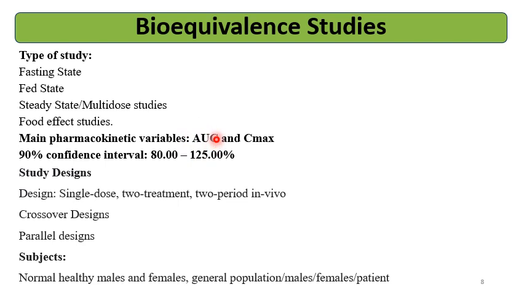AUC is the extent of absorption and Cmax is the rate of absorption. The 90% confidence interval is 80 to 125%. Study designs include single dose, two treatment, two period in vivo studies. That may be a crossover design or a parallel design. Sometimes replicate studies are also done, and at that time the designs are different.